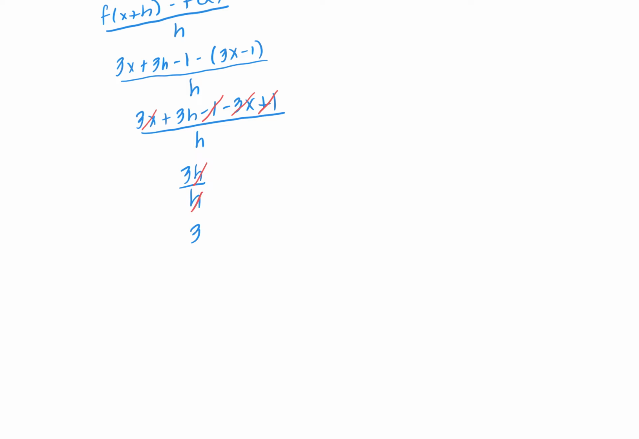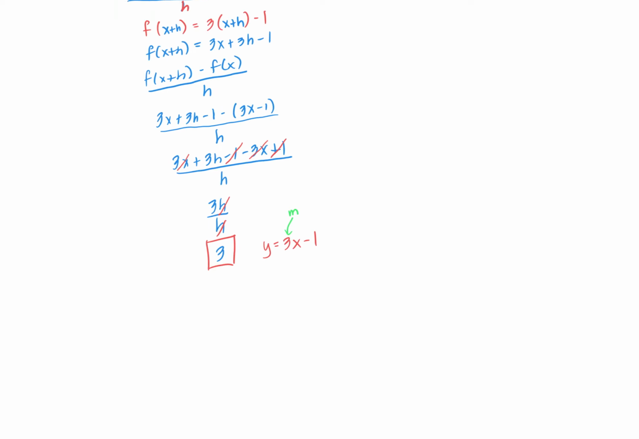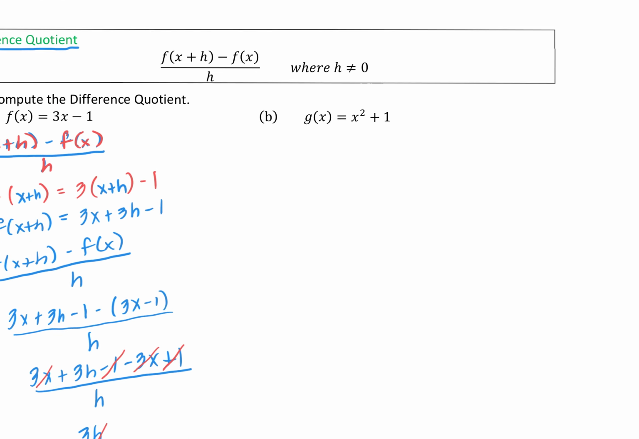I have 3. So recall I said this was another way to write the slope formula. And if we go back to our function, our f of x, and I'm just going to replace f of x with y. It's y equal to 3x minus 1. This is the equation of a line with slope of 3 because it's in slope-intercept form. So if you use the difference quotient and your function is a line, what you get back is the slope. Well, what happens if the function's not a line?